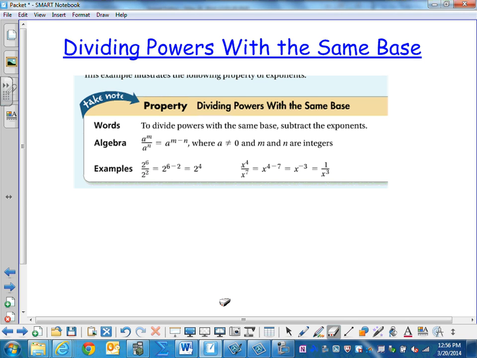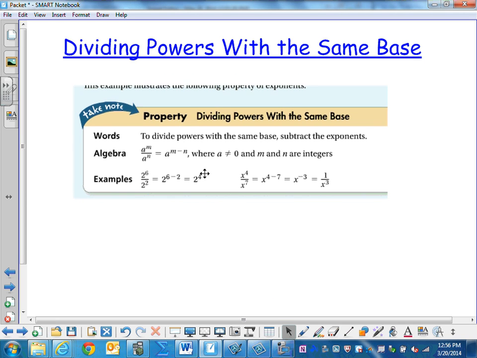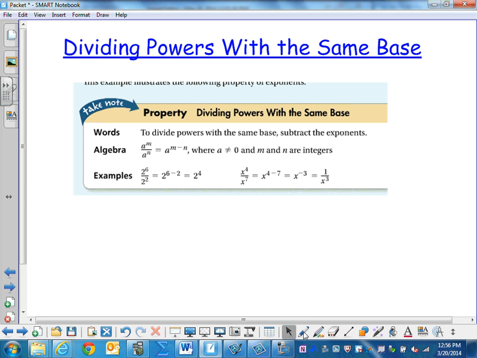Dividing powers with the same base. a to the m divided by a to the n is equal to a to the m minus n. 2 to the 6 divided by 2 squared is equal to 2 to the 6 minus 2, which is 2 to the 4th. x to the 4th divided by x to the 7th is equal to x to the 4th minus 7, which is x to the negative 3rd, which is 1 over x to the 3rd.